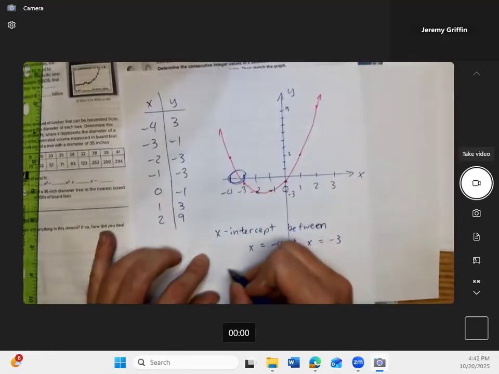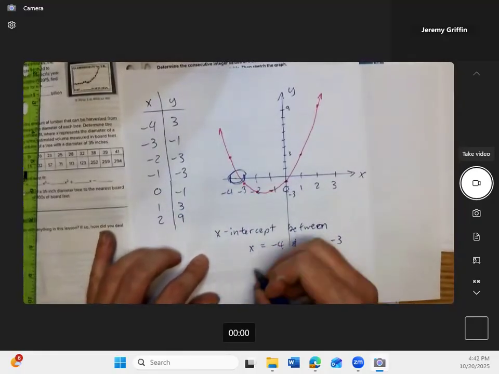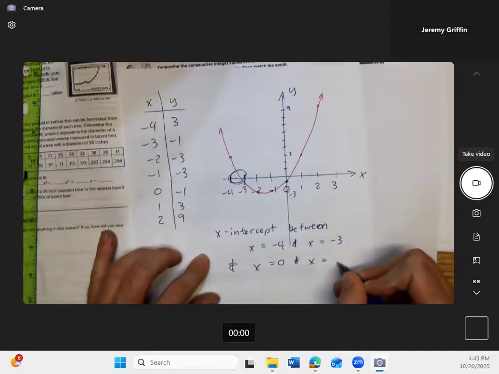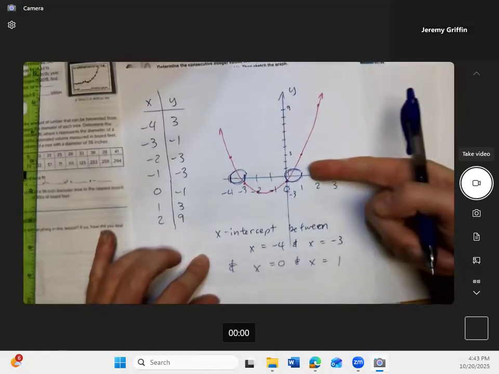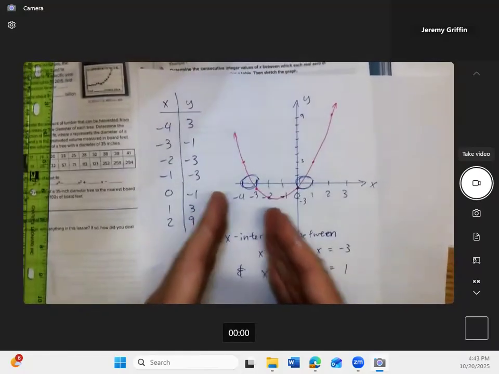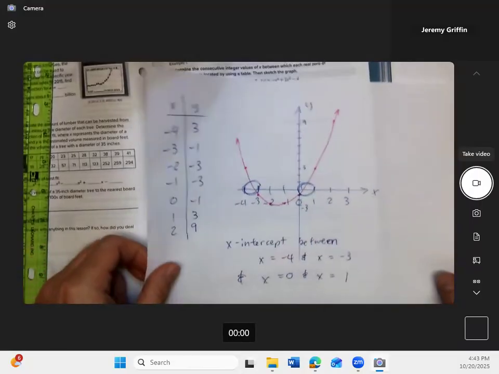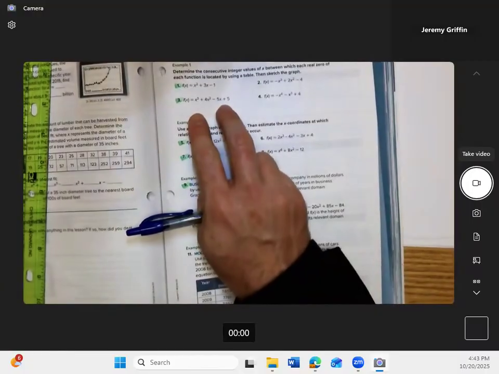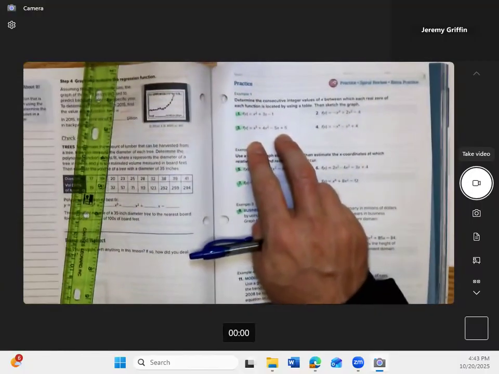Okay, and also between x equals 0 and x equals 1. So kind of somewhere in this interval. Okay, that's all the book is looking for. Saying, okay, so somewhere between those integers, somewhere between those integers, that polynomial crosses the x-axis. Right. Let's try it for this one.